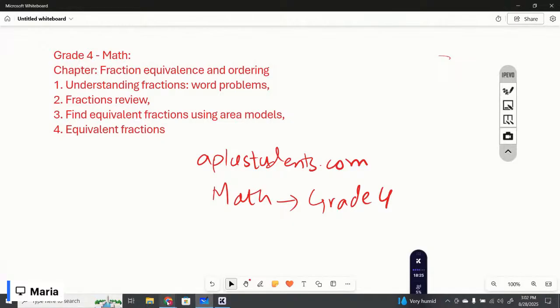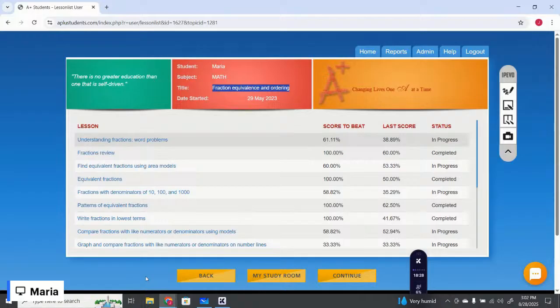And I'm on grade 4 math. Let's just start with the chapter fractions. Let's just start with the first lesson, understanding fractions word problems.